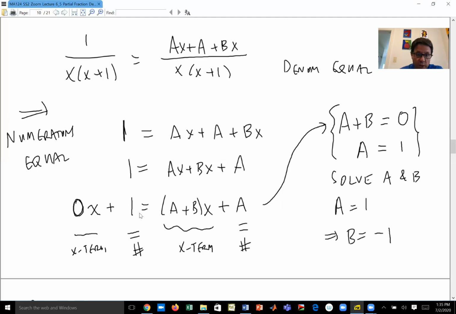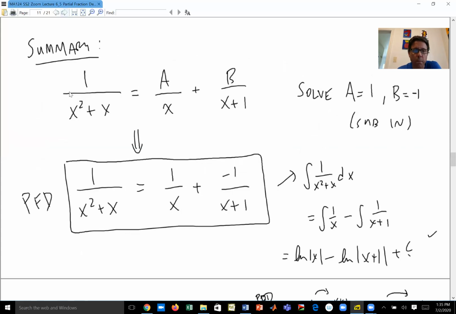And when we look at the number terms, well, a is just straight up 1. So we get this very small system of two equations and two unknowns. A is 1, substitute in and solve for b, we get b equals minus 1. And so we had our placeholders before, we just put in the actual values, and we can confirm that this is the partial fraction decomposition of this original fraction into two smaller fractions.